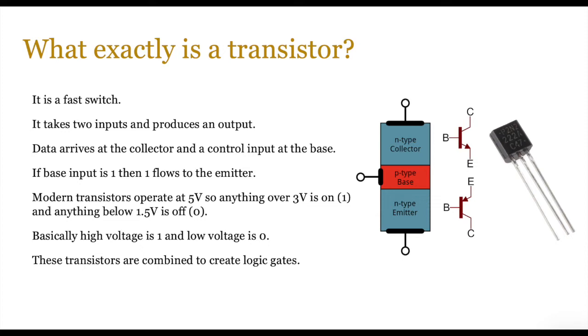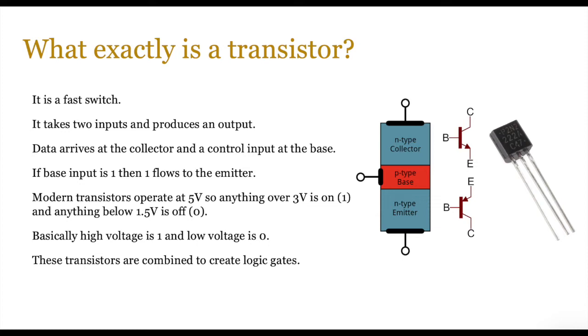So the transistor allows the 5-volt signal to be turned on and off electronically at lightning speed without the need for mechanical relays or those temperamental valves. A transistor normally takes 2 inputs and produces an output. Specifically, it takes data input that arrives at the collector and a control input at the base, and if the base input is 1, then 1 will flow to the emitter.